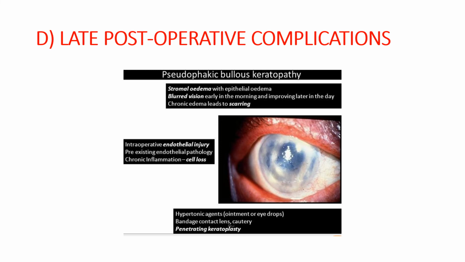The cause of pseudophakic bullous keratopathy: usually a significant amount of endothelial cells would have been lost in the surgery, which led first to striate keratopathy followed by pseudophakic bullous keratopathy. Or the patient could be having some existing pathology in the endothelium like Fuchs endothelial dystrophy, which was not diagnosed prior to surgery and which led to this condition later on. Or there could be some chronic inflammation going on leading to the cell loss. So the basic pathology is the loss of endothelial cells, which leads to pseudophakic bullous keratopathy later on.